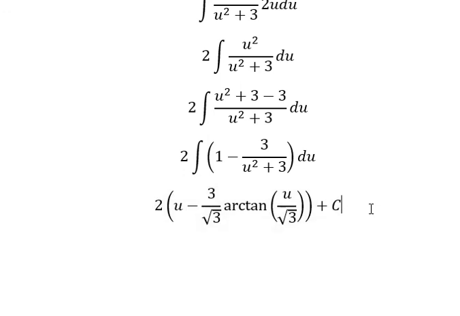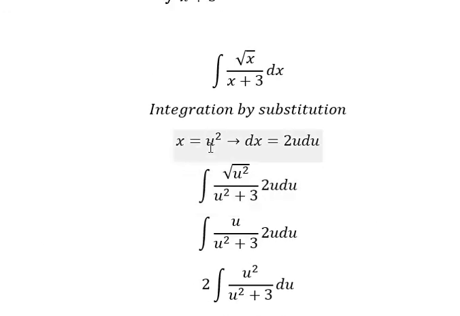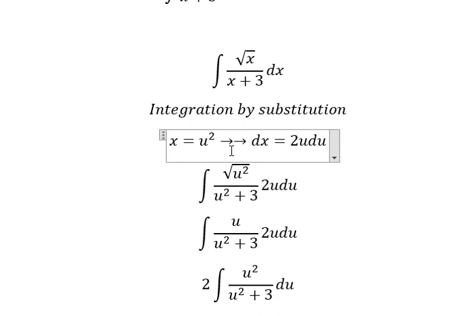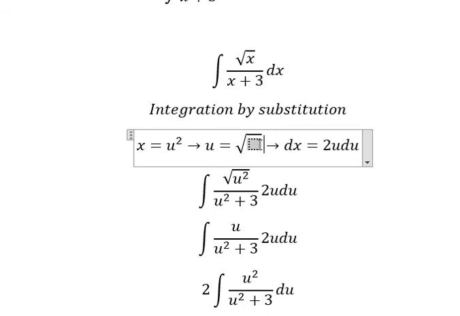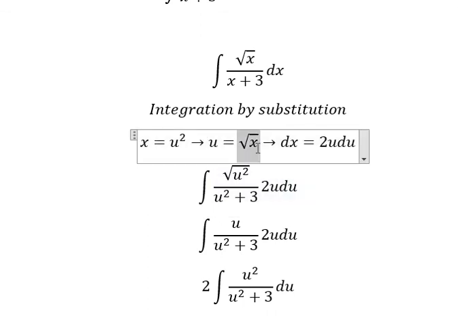About u, this is about this one. So we put the square root for both sides. So we have u equals the square root of s. So I need to put this one to replace u.